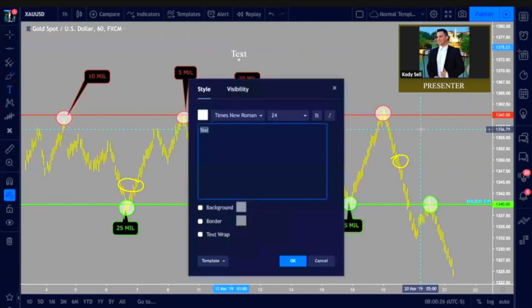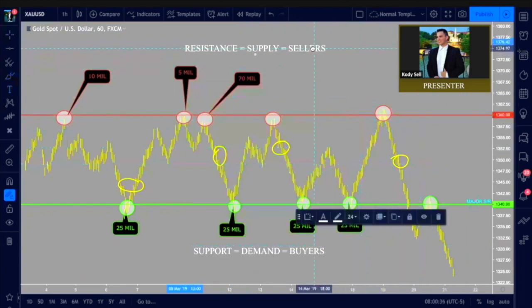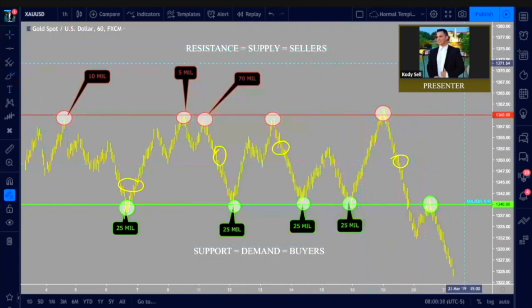So up here we've got resistance equals supply, which equals sellers. This is important for you to remember, so take note of it. Resistance, supply, sellers. Support, demand, buyers. Supply, those are your sellers. Demand, those are your buyers.